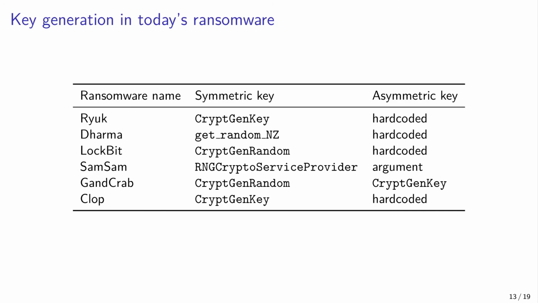Unlike previous researchers, we've separately determined key generation for symmetric algorithms and asymmetric algorithms. Symmetric keys were generated using functions from the cryptographic APIs, so the cryptographic randomness should not be a problem here. Asymmetric keys were mostly hard-coded, or as in the case of SamSam, passed as an argument from the ransomware loader. Potential victim may not be connected to the internet, and for the attacker it is safer to use a pre-generated asymmetric key pair. Gantt-Crab is an exception to this, since the key is sent to the attacker.